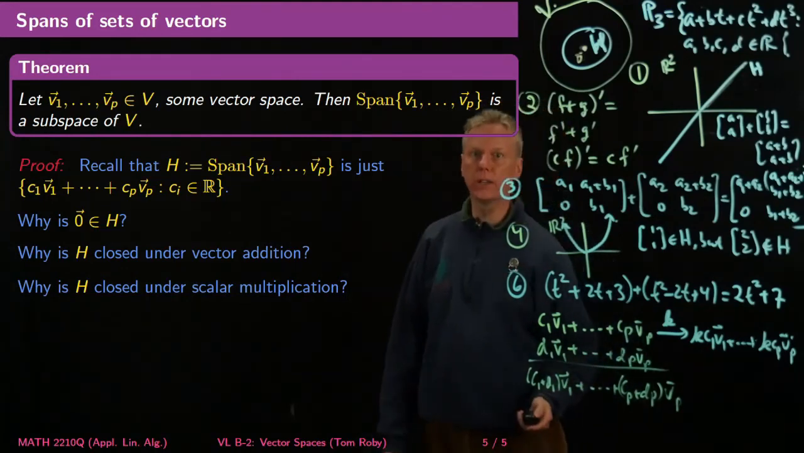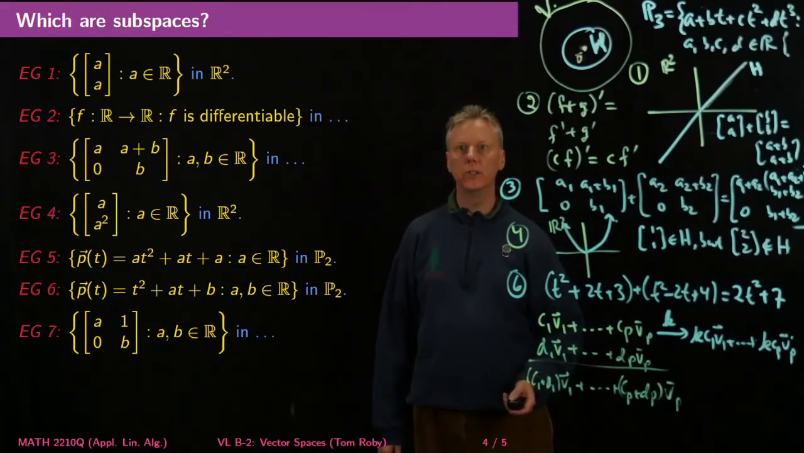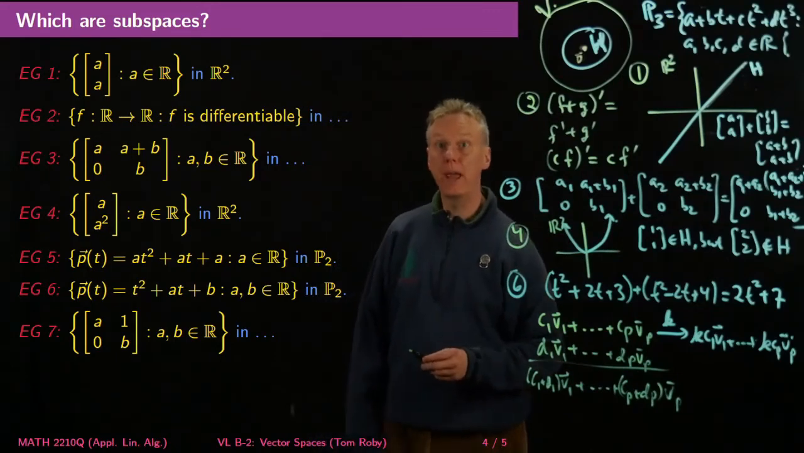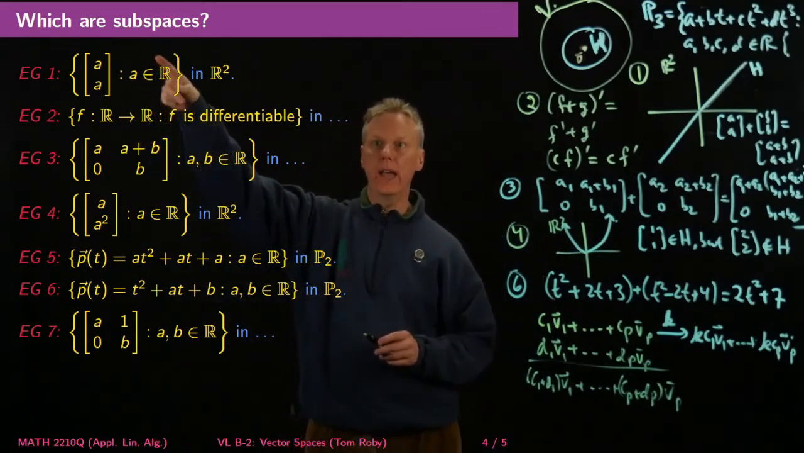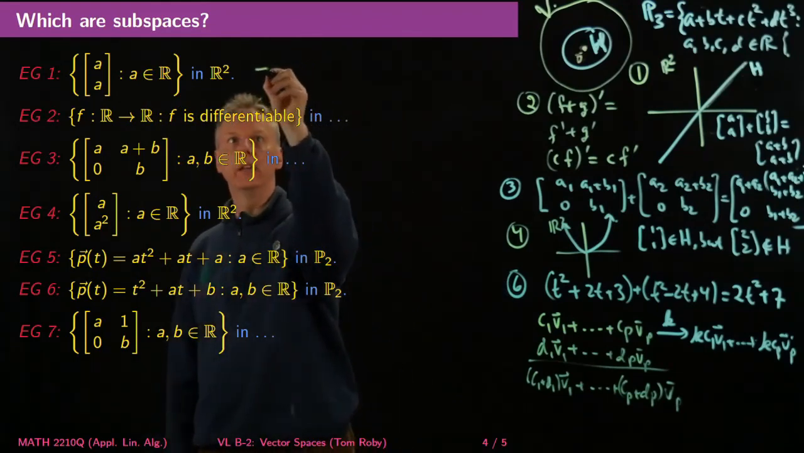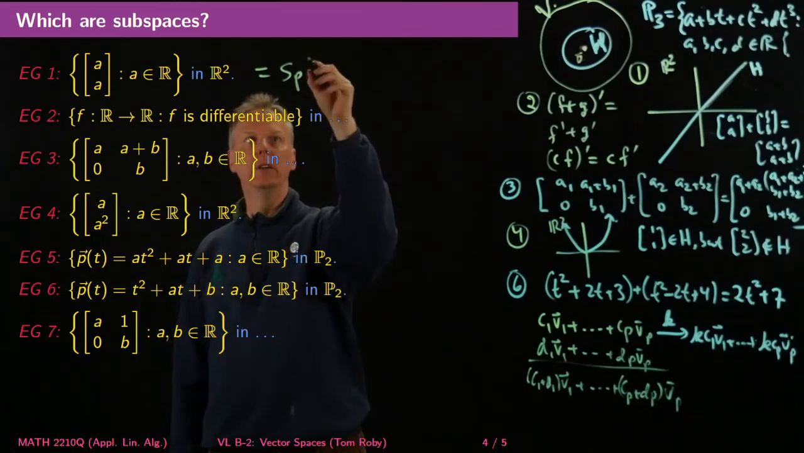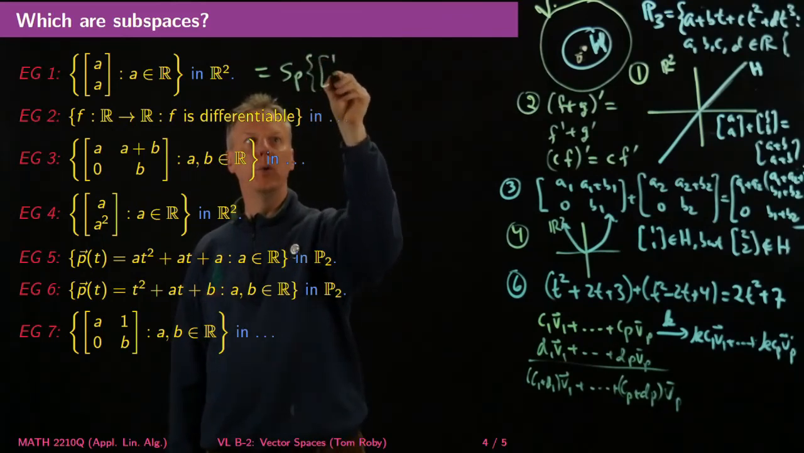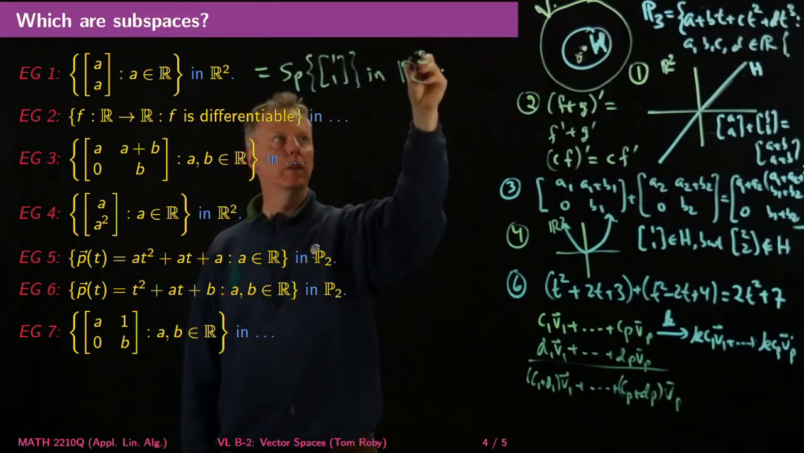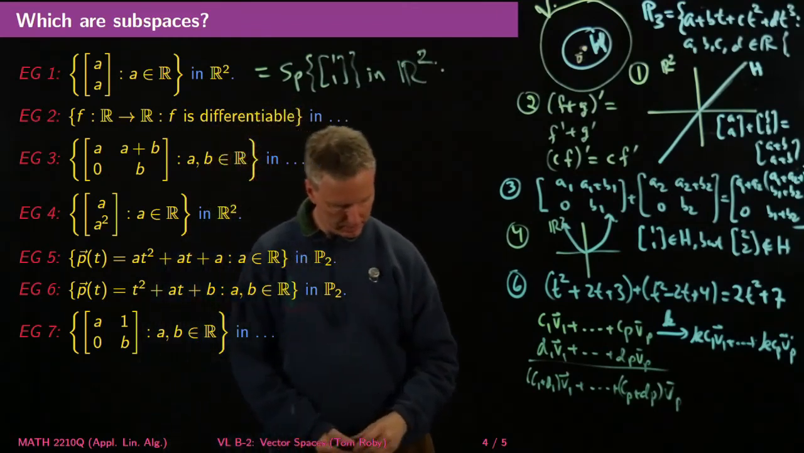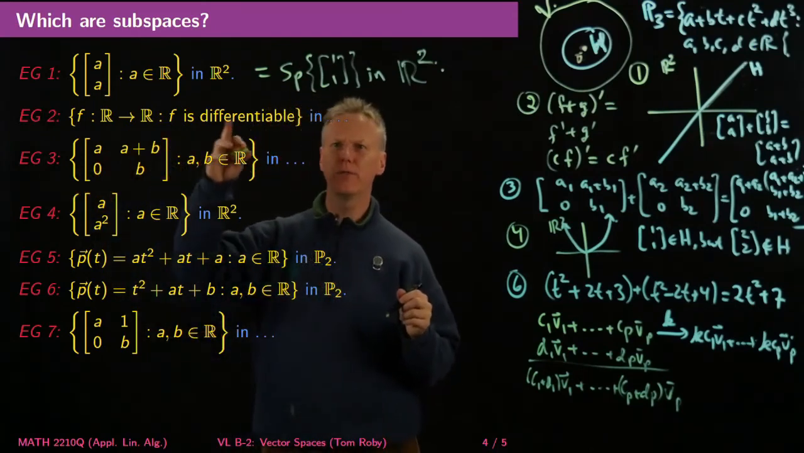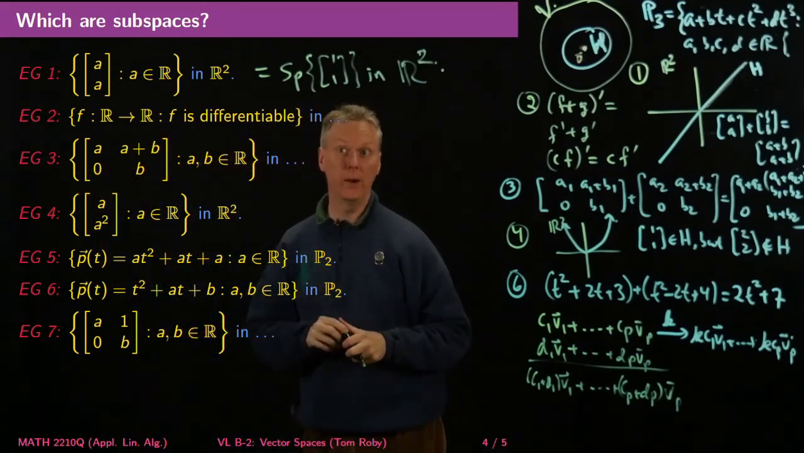And it might be instructive actually to go back to this slide and take a look and see if we can see which of these are spans. So for example, this guy, the set of all (a, a) such that a is in R, if you think about it, this is really just equal to the span of the vector (1, 1) in R2. Okay? How about the set of all things so that f is differentiable? So I don't really know how to do that one as a span.